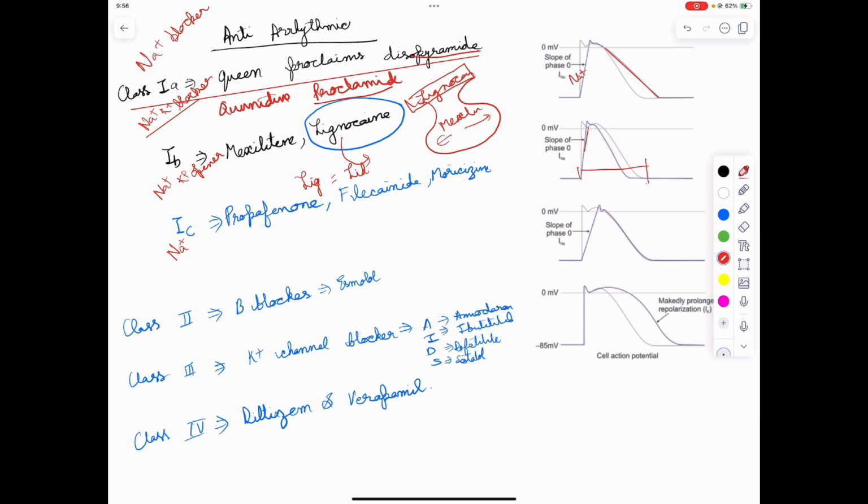Now we move on to 1C: propafenone, flecainide, moricizine. So how will you remember it? Moricizine, flecainide, and propafenone, just remember that.